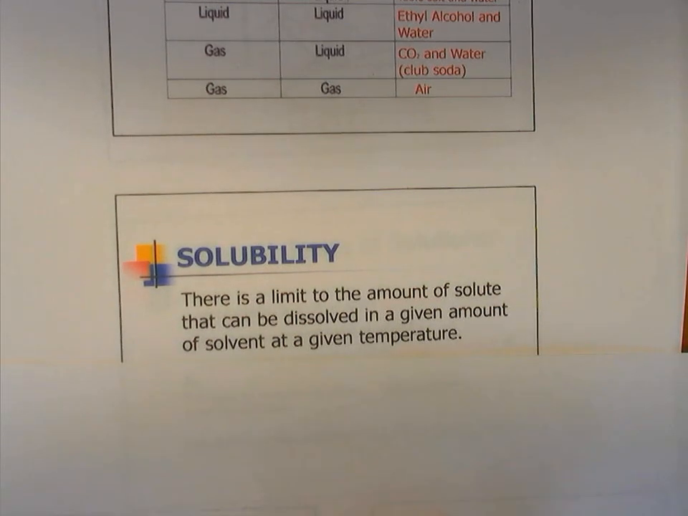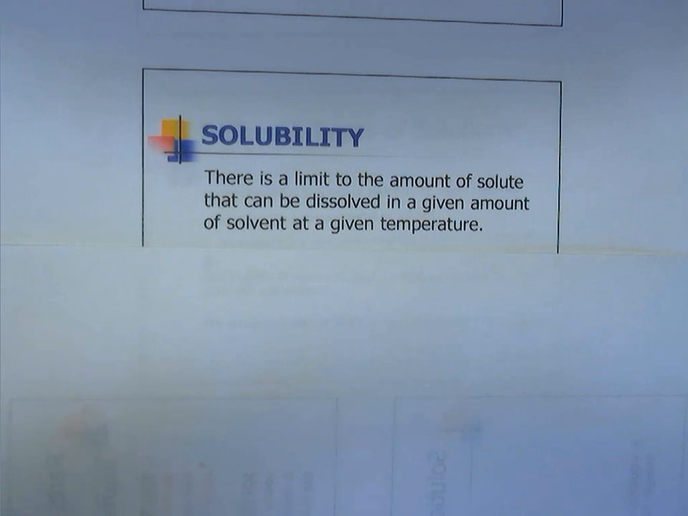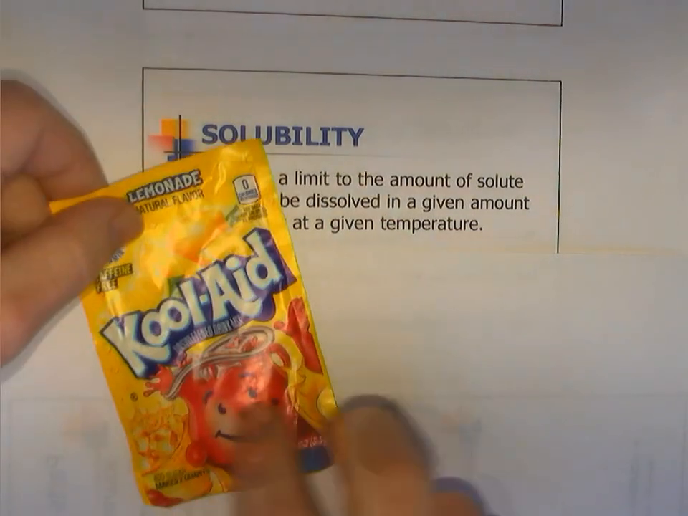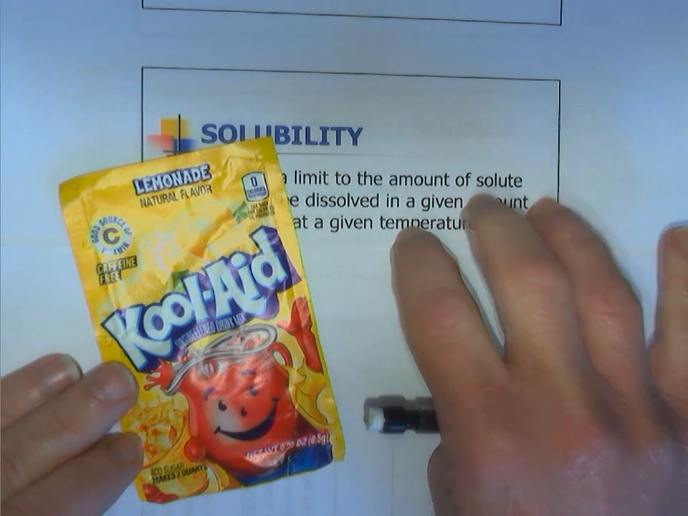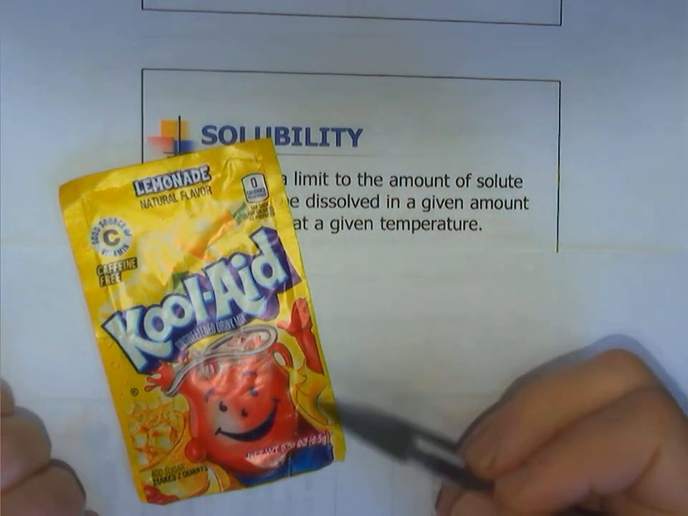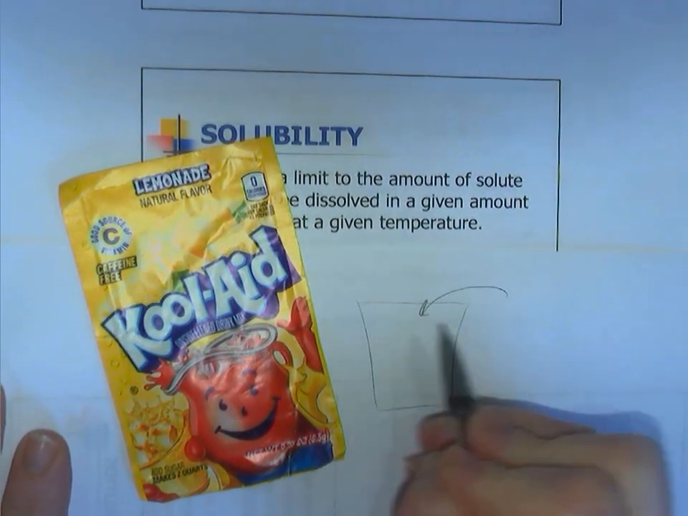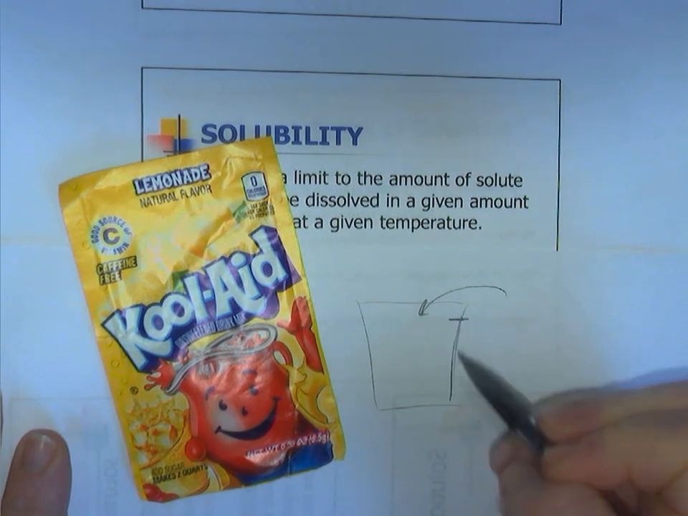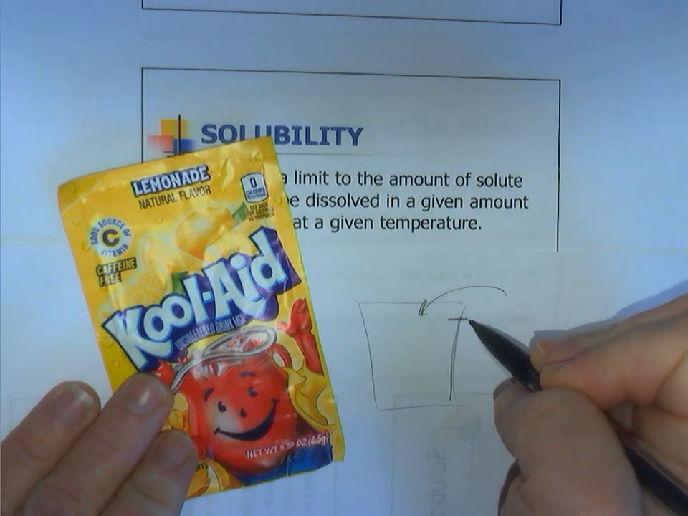Solubility. There is a limit to the amount of solute that can be dissolved in a given amount of solvent at a certain temperature. My brother is a great example of this and testing this and not believing this when he makes Kool-Aid. I remember when my brother would make Kool-Aid, he would take a pitcher, go ahead and add up to the total solvent line, and I believe it's an imperial measurement. I think it's something like 2 quarts or something.